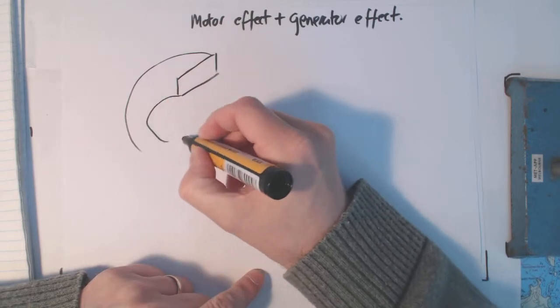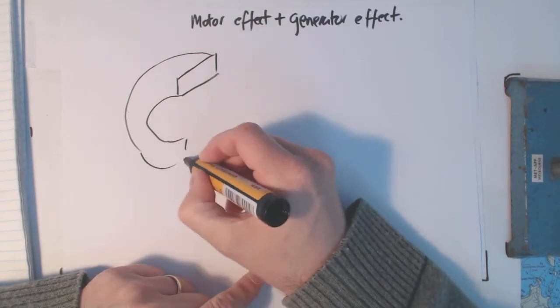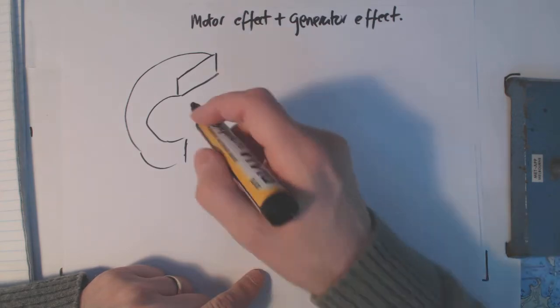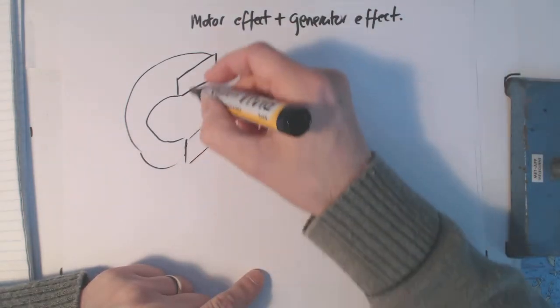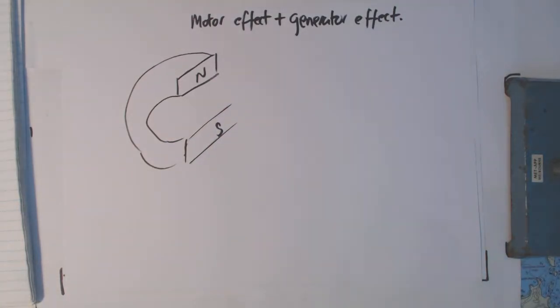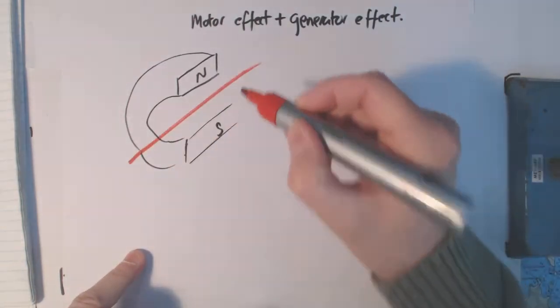These are my bar magnets, if you like. I've got a whole bunch of them somewhere. You don't have to do it this way, but I'll do it this way first. So we've just got a magnet. It's north, it's south. Got a wire running through it. We'll do a wire in red like we did before.